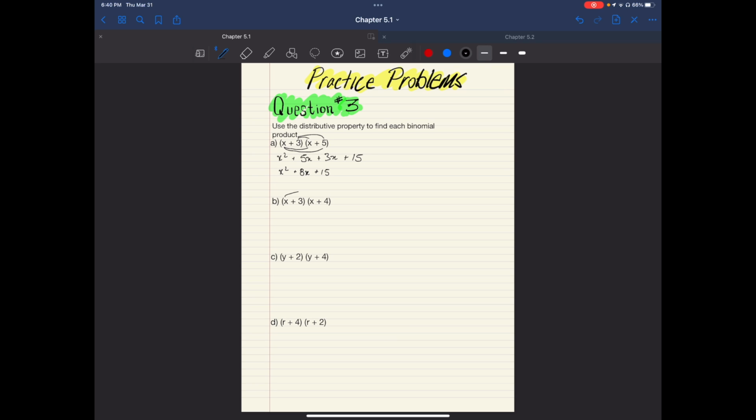The next one, x times x, x times 4, 3 times x, 3 times 4. x squared plus 4x plus 3x plus 12. Simplify by collecting like terms, x squared plus 7x plus 12.